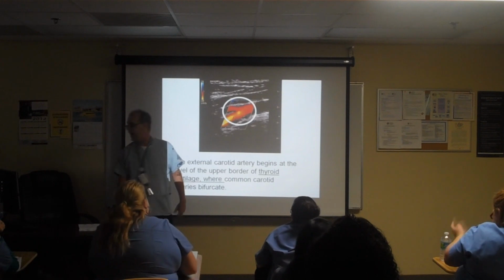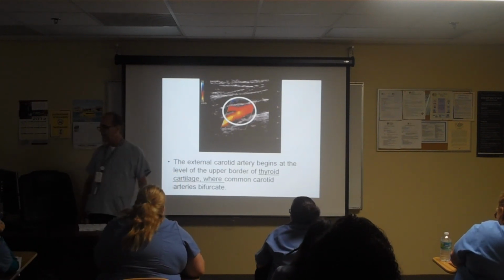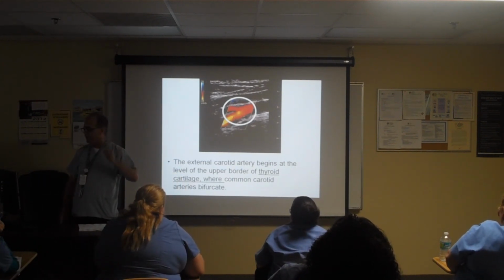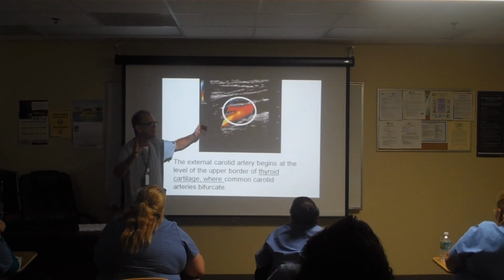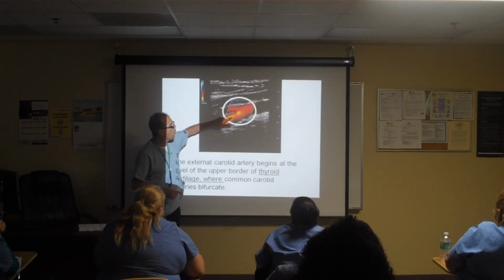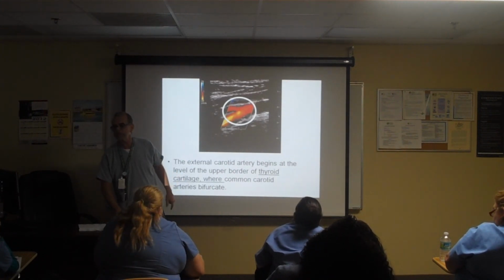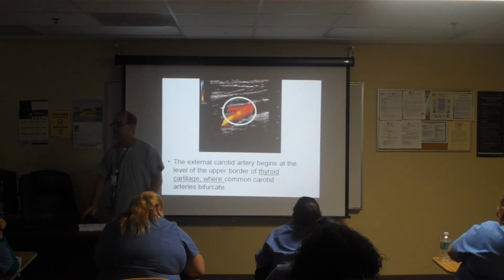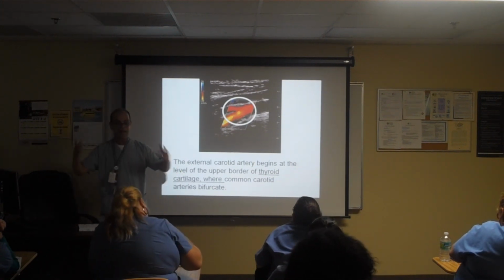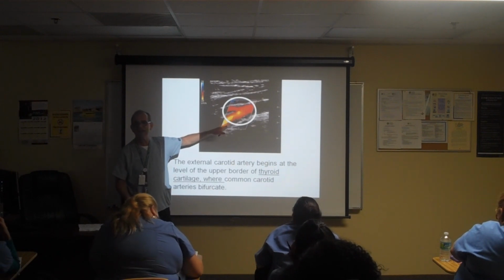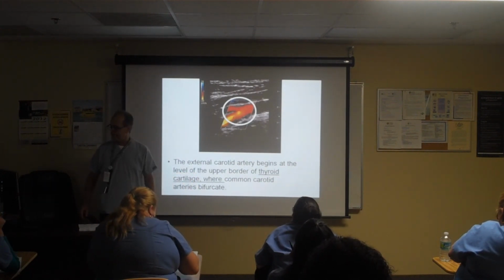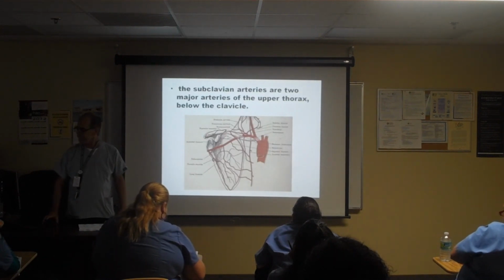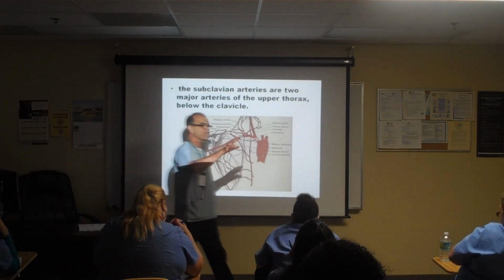The external carotid artery begins at the level of the upper border of the thyroid cartilage, where the common carotid bifurcates. Always, in general, not always, the biggest one is the internal carotid artery. The little one is the external carotid artery. The bigger one, the internal, is low resistance. The little one, the external, is high resistance. This class is always the same.